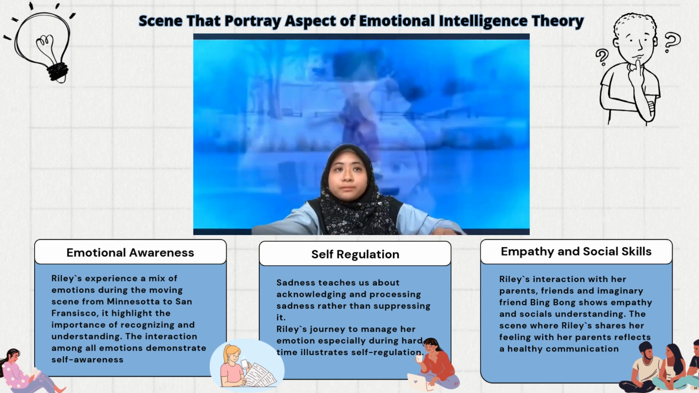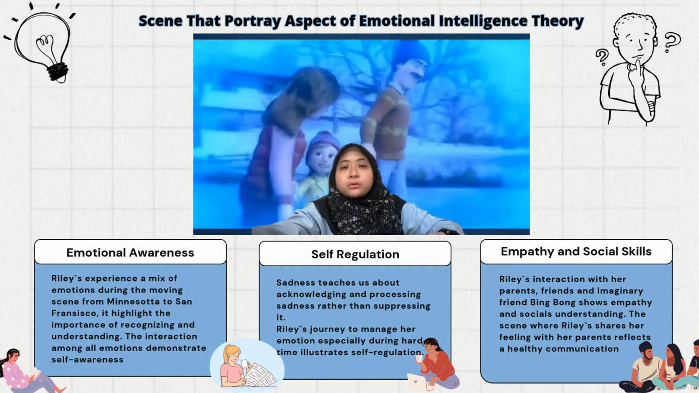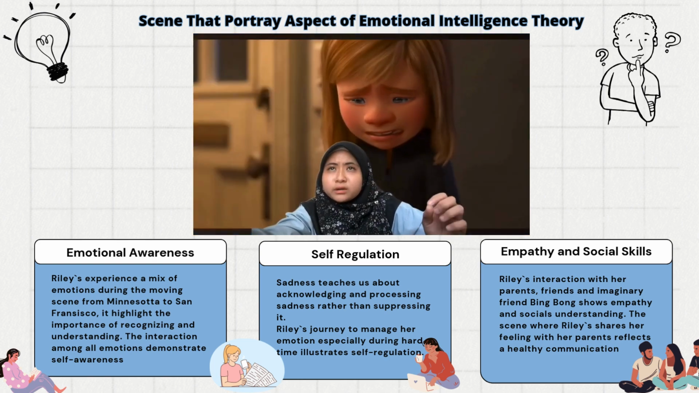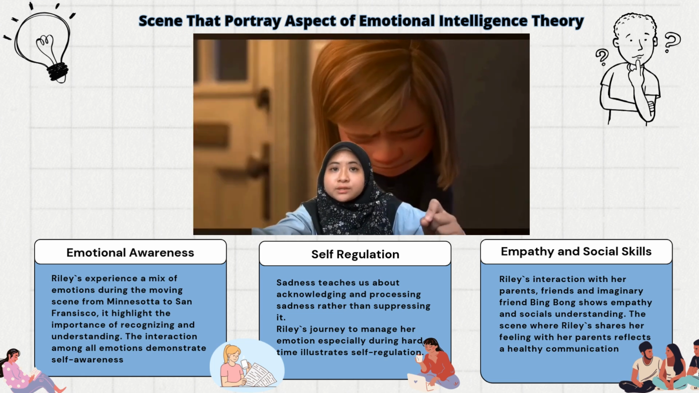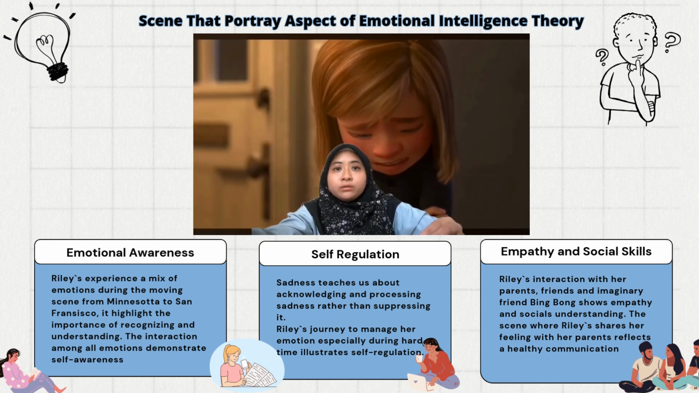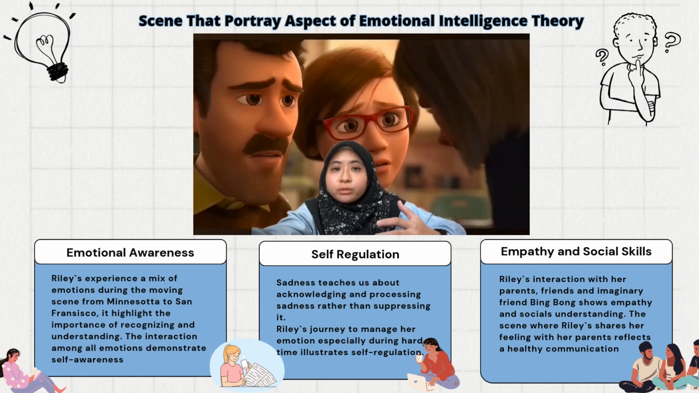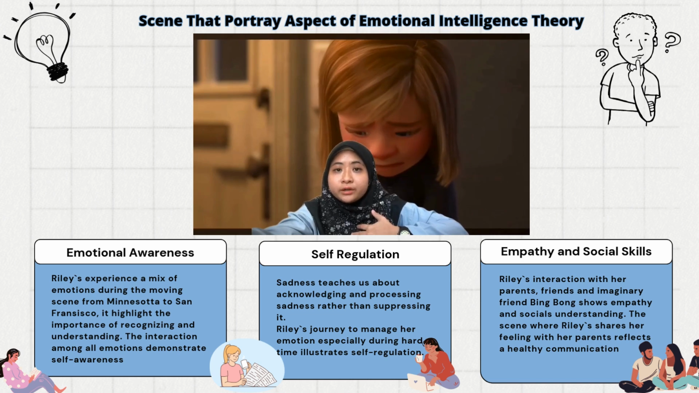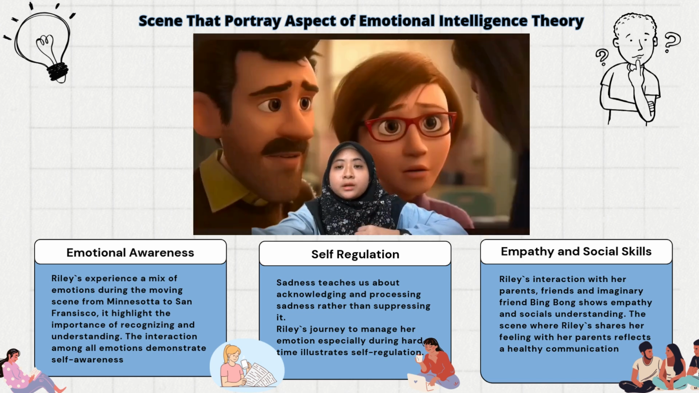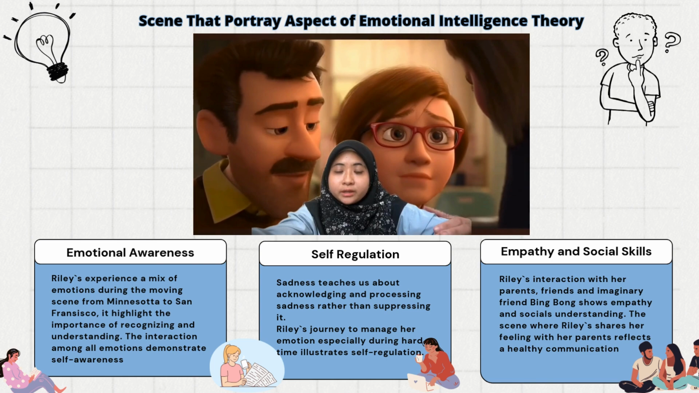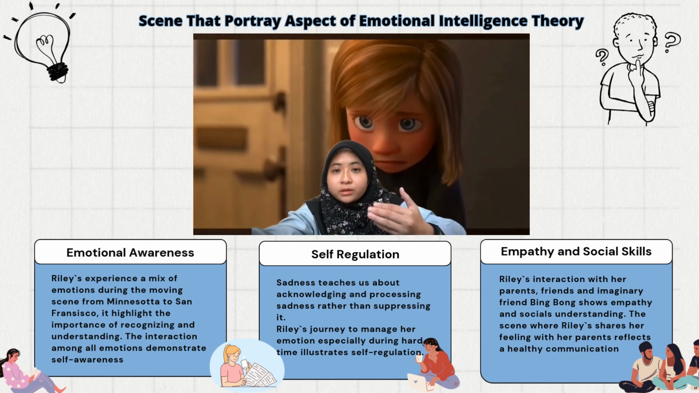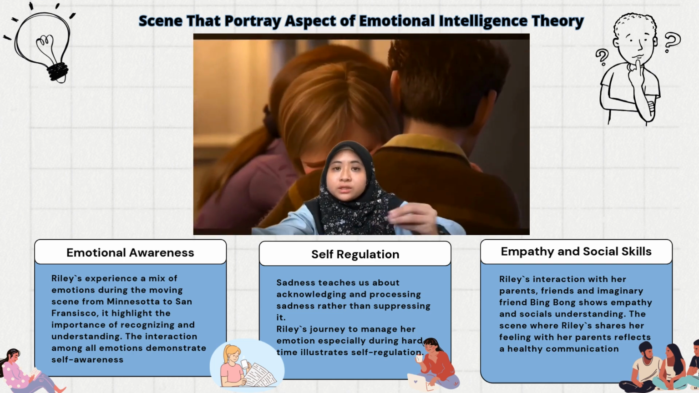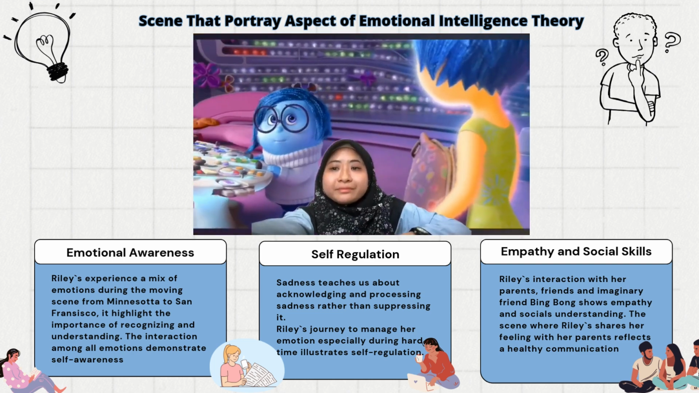And then last, we have empathy and also social skills. Riley's interaction with her parents, friends, and also Bing Bong, her imaginary friend, shows empathy as well as social understanding. This scene where Riley shares her feelings with her parents reflects healthy communication. Riley shares her emotions and then her parents express their feelings toward Riley, which is how the parents feel empathy with Riley's situation, and Riley is being open with her parents. So this is the empathy and social skills scene.